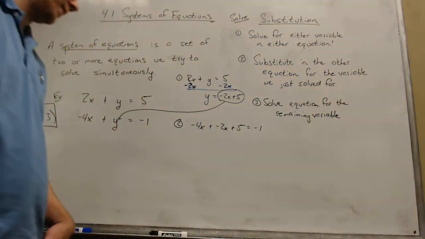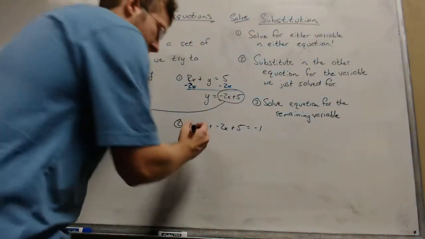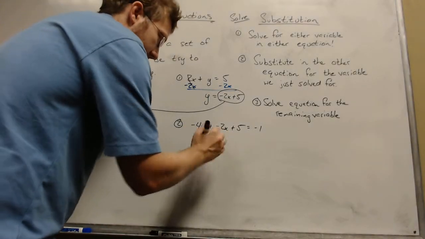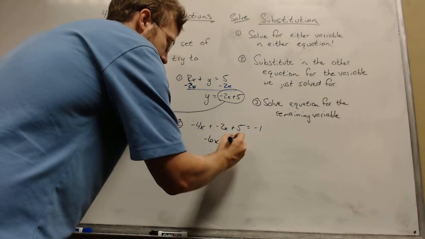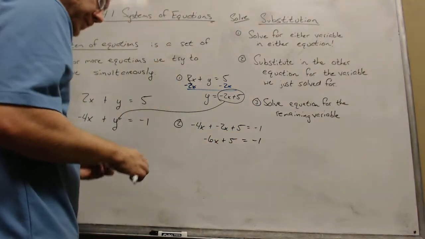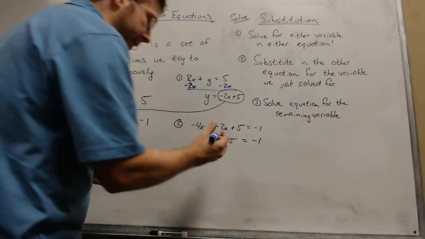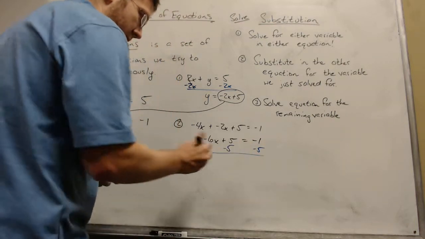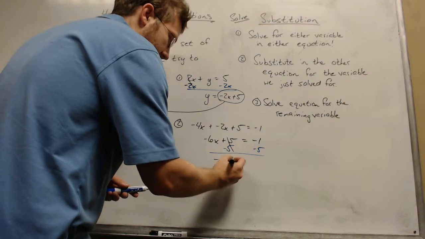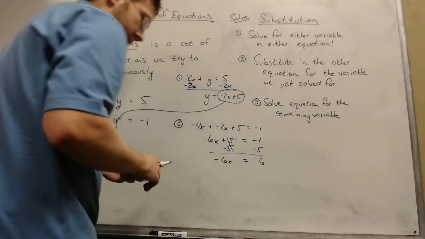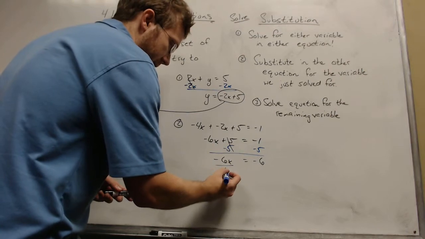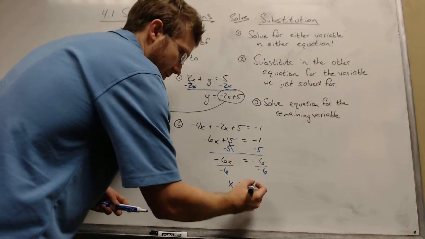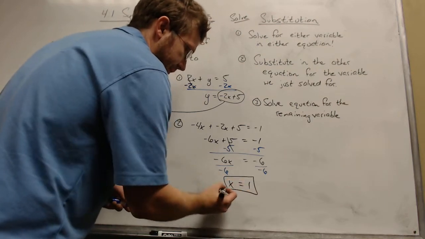Since we substituted for y, we only have x's left in this equation, so this looks like an equation we can handle. We have two like terms over here that can group together. That'd be negative 6x plus 5 equals negative 1. We can add a negative 5 to both sides. We have negative 6x equals negative 6. Divide by negative 6, and x equals 1. So that's half the game.